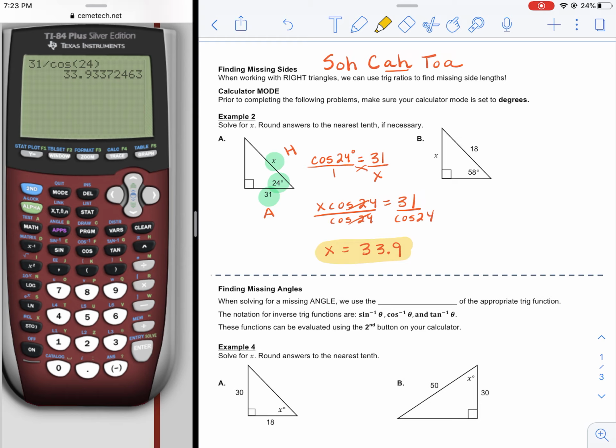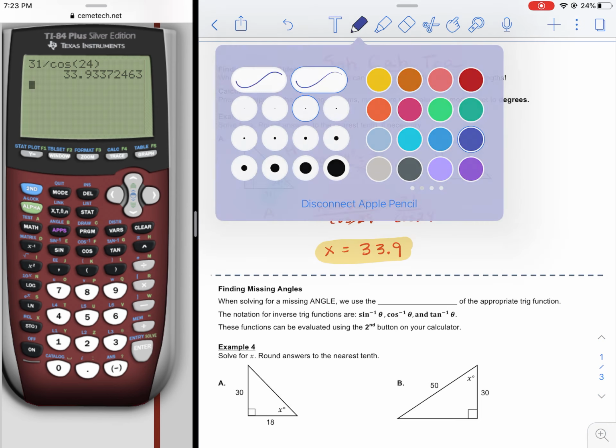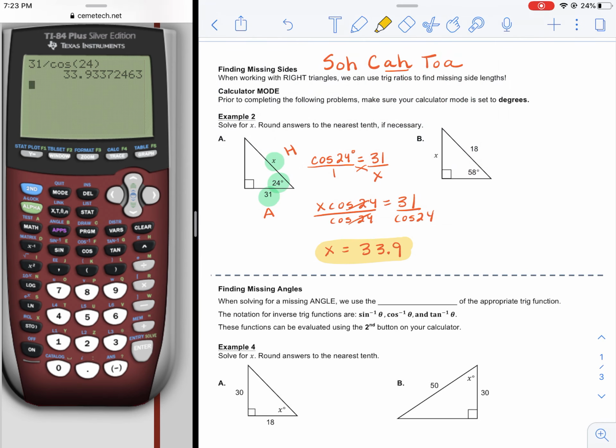Okay, so if that made sense, go ahead and try the next one. Pause the video. Otherwise, stick with me for another example. So this time I'm going to highlight my angle, and then I have the opposite. I'm looking for the opposite side, and I know the hypotenuse. So this time I'm going to use the sine. I know that the sine of 58 degrees equals the opposite side over the hypotenuse, which is 18.